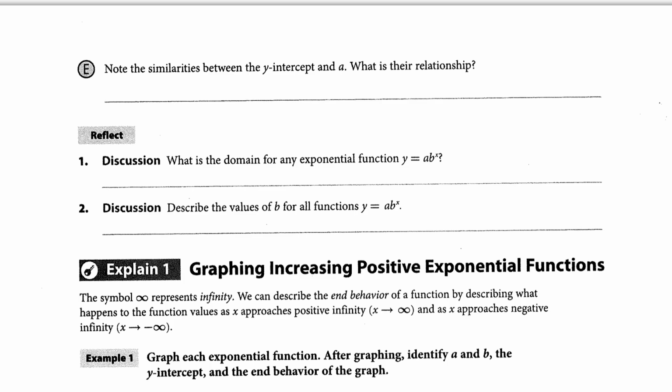Note the similarities between the y-intercept and a. What is their relationship? A is equal to the y-intercept. What is the domain for any exponential function? All real numbers, or if you want to write it in interval notation, negative infinity to infinity. Describe the values of b for all functions y equals a times b to the power of x. B is the constant ratio.